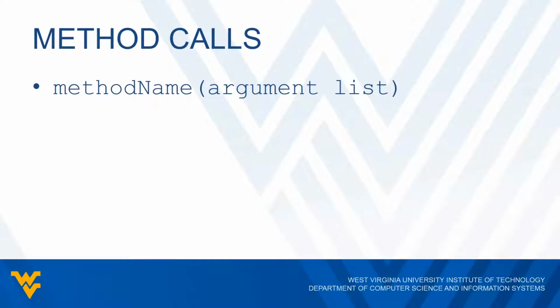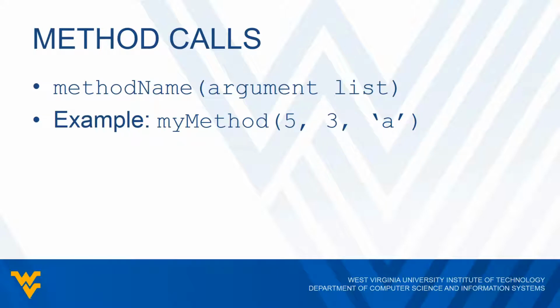The syntax for method calls is pretty straightforward. We just have the name of our method, and then we have our argument list. Now the argument list is just going to be the values that we're going to pass to the parameters, and they're separated by commas. So we can do something like we call myMethod. So notice there's nothing that comes beforehand, and then we can just put whatever arguments we want. So if we use the same example from the previous slide, we would pass 5, 3, and the letter A.